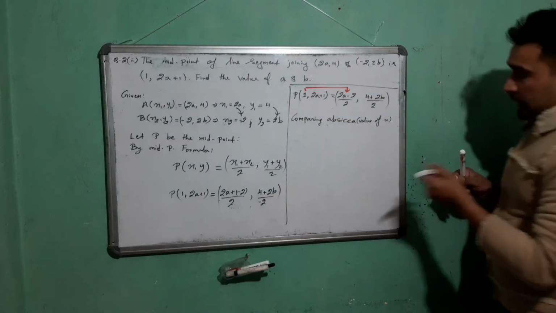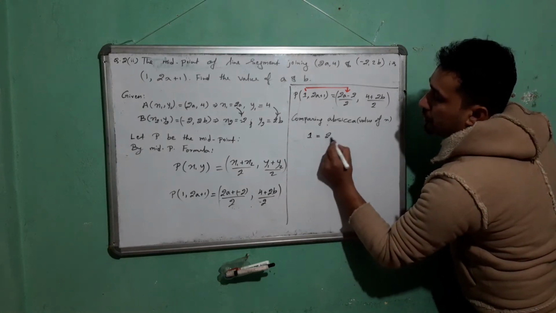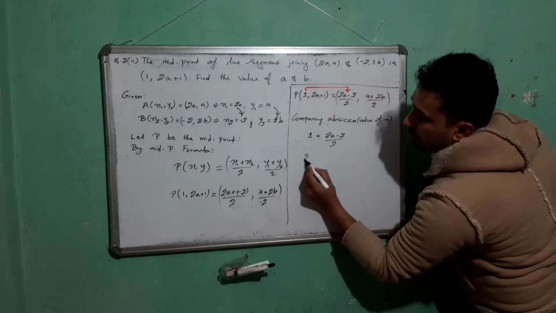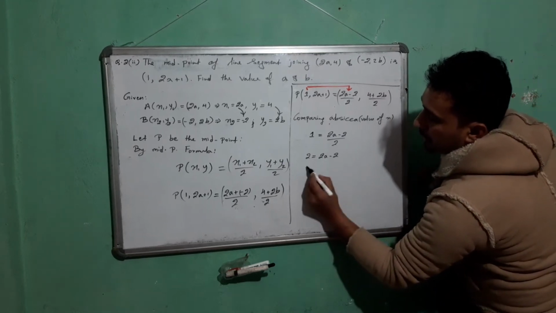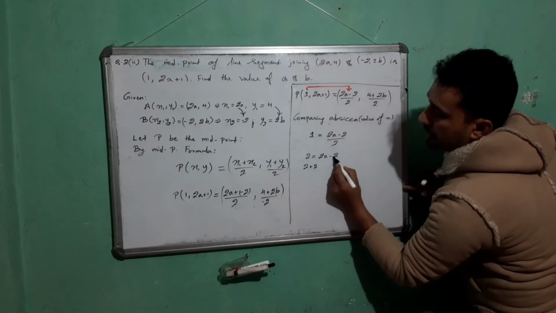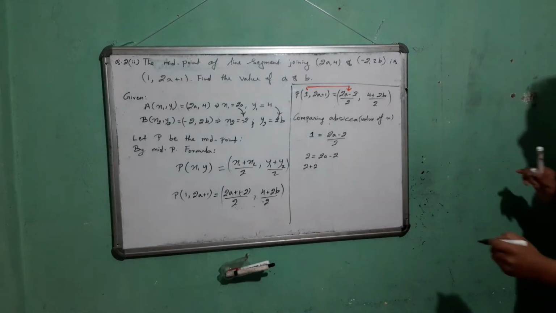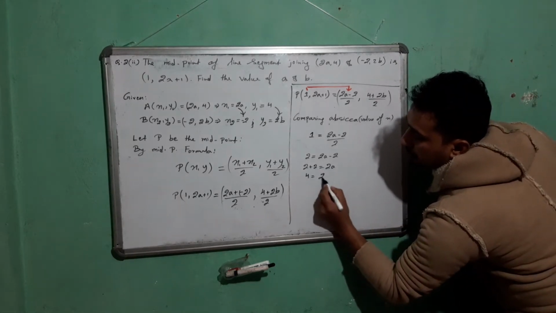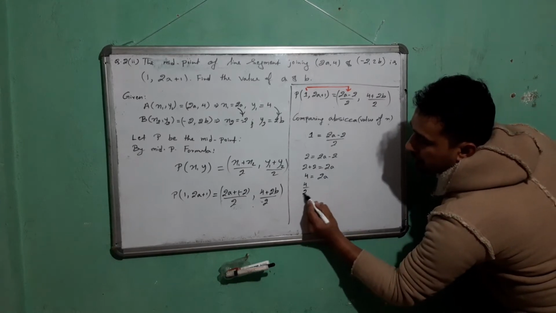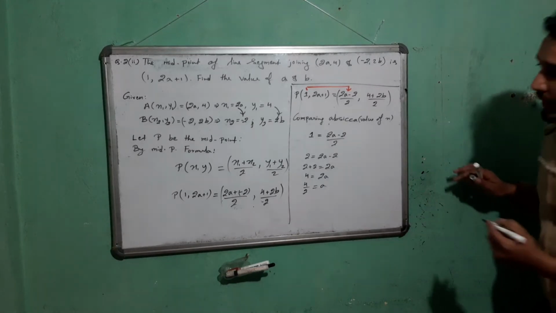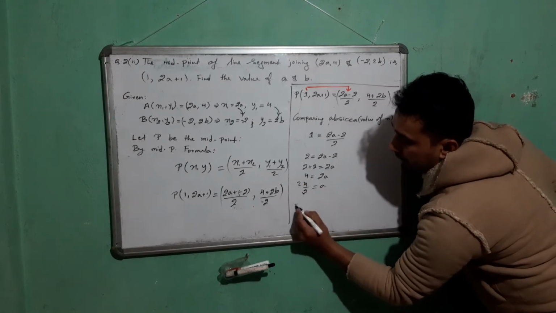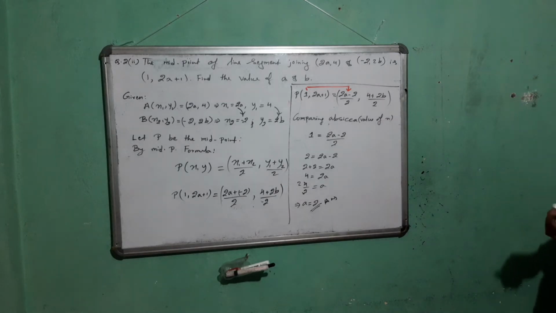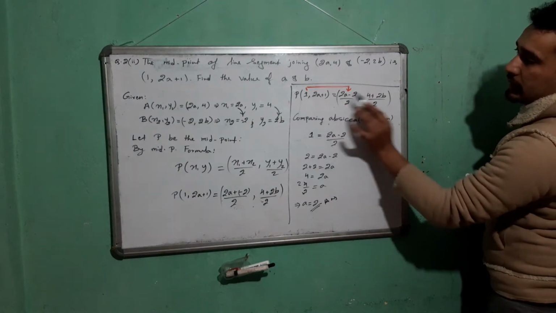1 is equal to (2a - 2)/2. From here you cross multiply. 2 times 1 is 2, which is equal to 2a - 2. When this -2 goes to the left hand side, it becomes +2. So 2 + 2 is 4, equal to 2a. 4 by 2 is equal to a. This simplification you have the idea of. So a is equal to 2. Similarly, we compare the value of y.